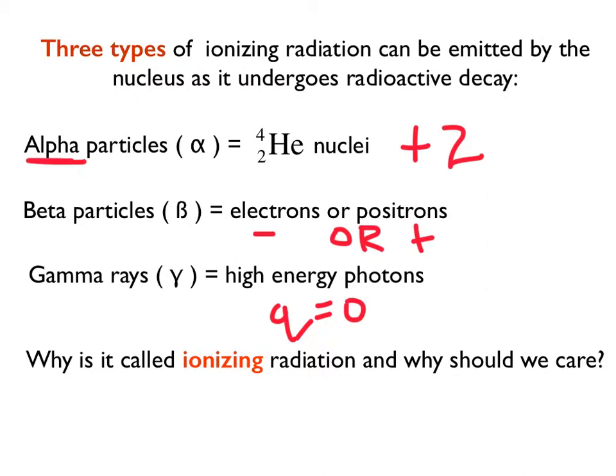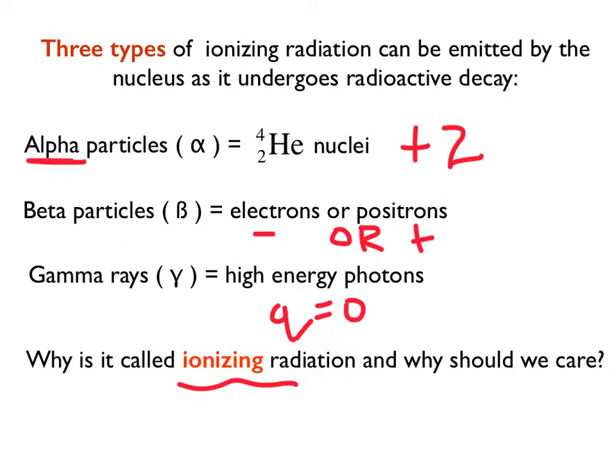So why is it called ionizing radiation, and why should we care? Well, you might remember from chemistry that to ionize an atom means to remove one or more electrons from that atom. And you also should recall from chemistry that it's the electron configuration that determines how atoms will bond. So removing electrons from an atom will change the ability of the atoms to bond, breaking the bonds, forming molecules. If ionizing radiation breaks DNA or RNA bonds, it can damage cells, potentially causing a cancer.